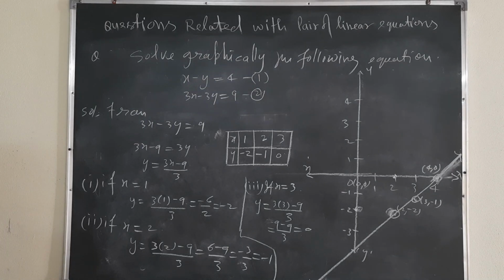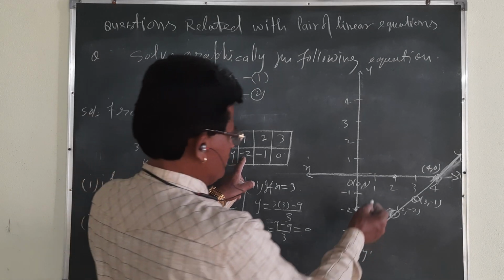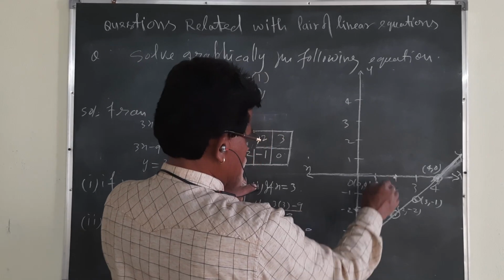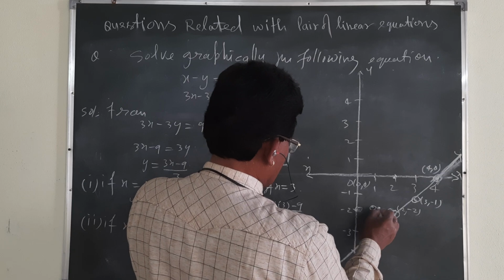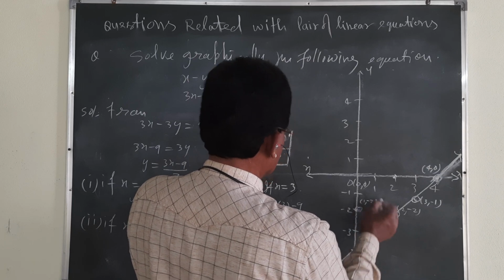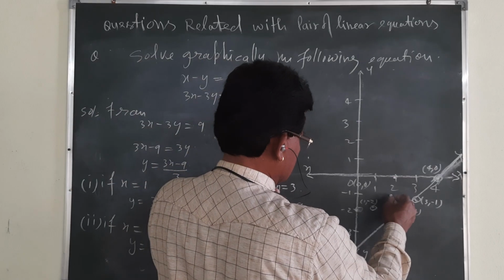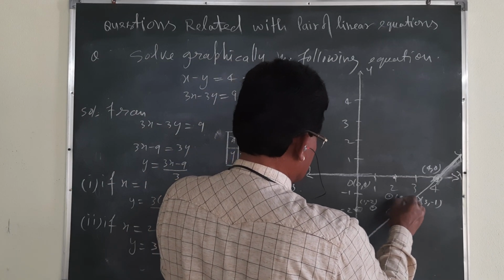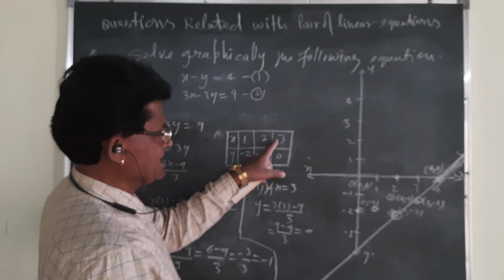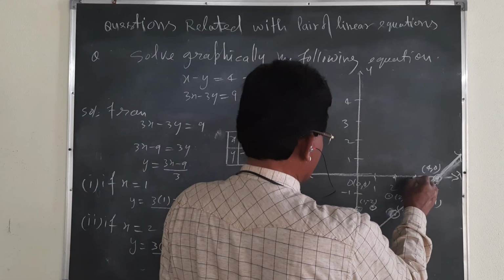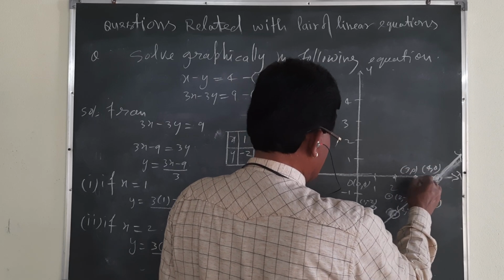Okay, let me draw the graph of the second line also. X is equal to 1 and y is equal to minus 2. X is this one and y is this one. This will be the point, x is 1 and y is minus 2. Next, x is 2, y is minus 1. This point will be x is 2, y is minus 1. See carefully, x is 3 and y is 0. This point will be 3 and 0. Okay, you join all the points.